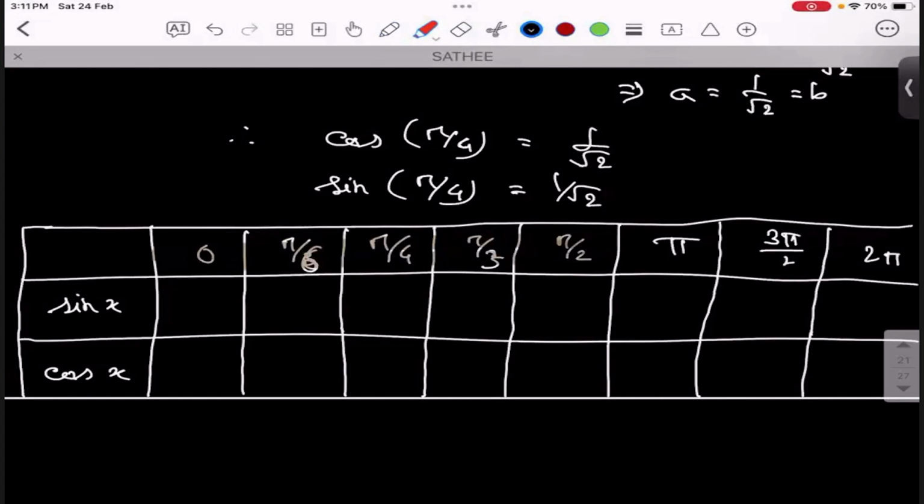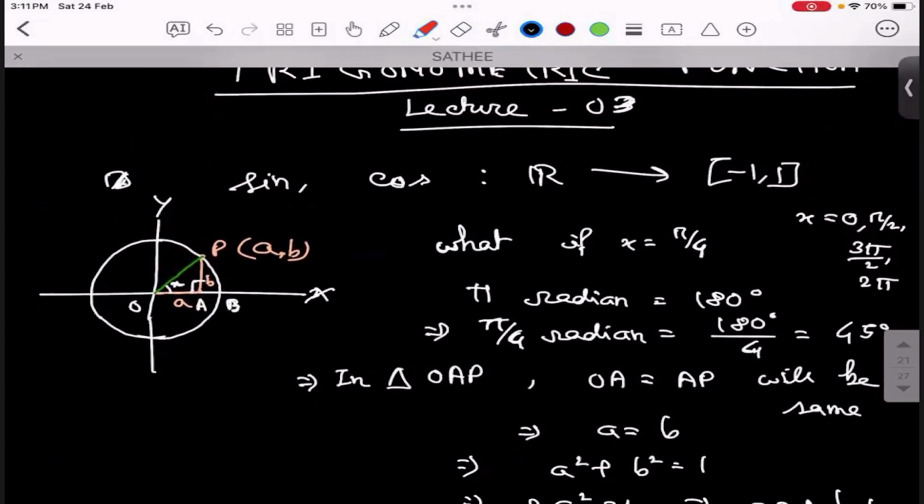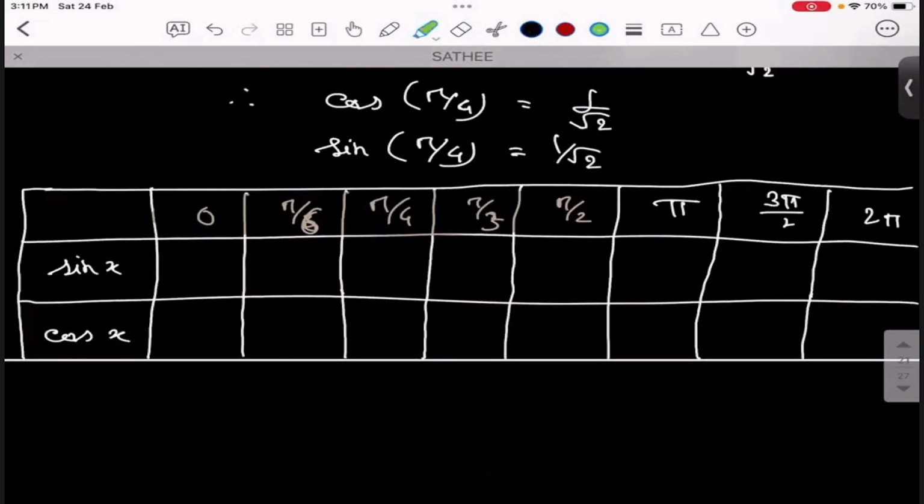Okay, so majorly we should be aware of this part only, because other parts can be found from the graphical representation, from the drawings, and you can find the value of A and B, and from there you can find the value of cos x and sin x and all those things. So you have to focus majorly on this part only, up to pi by 2.